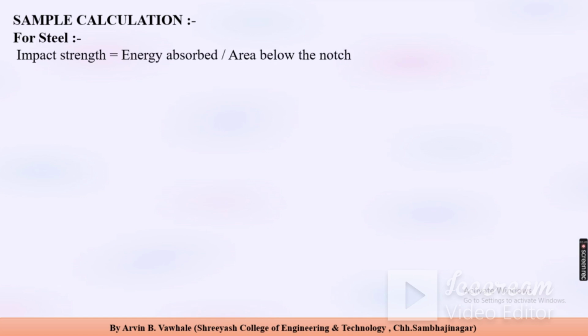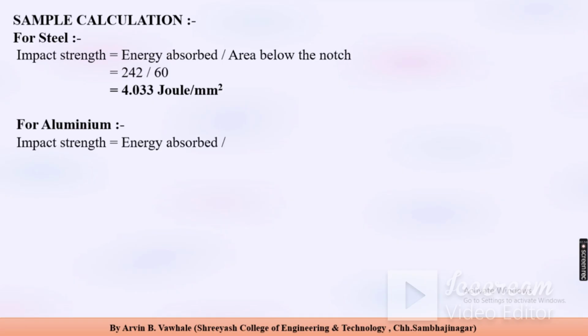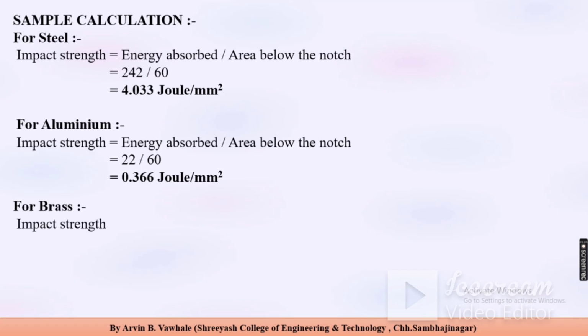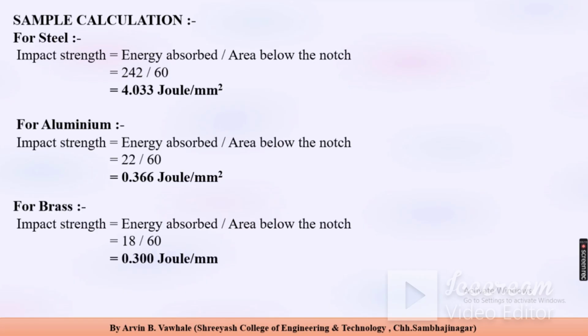Sample calculation. For steel, impact strength equals energy absorbed divided by area below the notch, equal to 242 by 60, equal to 4.033 joule per square millimeter. For aluminum, impact strength equals energy absorbed divided by area below the notch, equal to 22 by 60, equal to 0.366 joule per square millimeter. For brass, impact strength equals 18 by 60, equal to 0.3 joule per square millimeter.